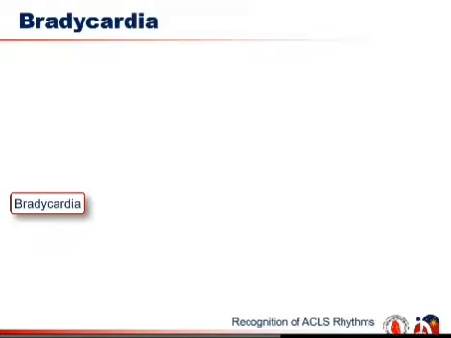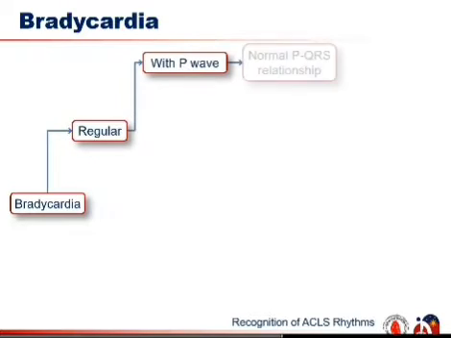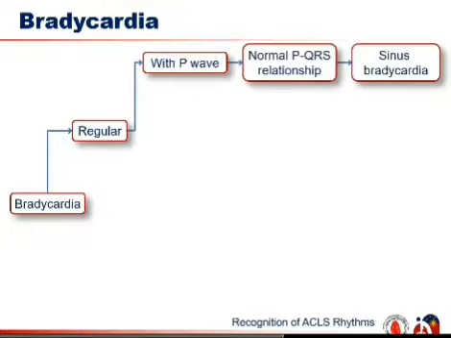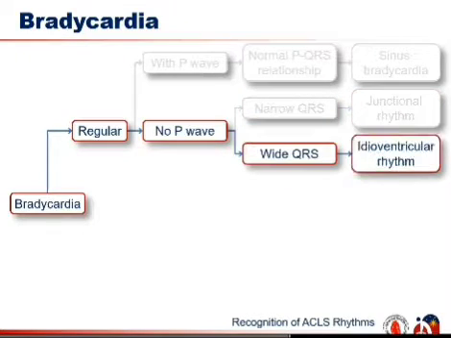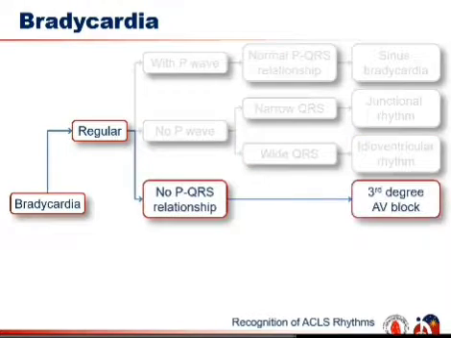A rhythm with a rate of less than 60 beats per minute is considered slow. A slow and regular rhythm with a normal PQRST sequence is called sinus bradycardia. Slow and regular rhythms with absent or abnormal looking P waves and with narrow QRS complexes is called junctional rhythm. In contrast with junctional rhythm, a slow rhythm with no P waves but with wide QRS complexes is called idioventricular rhythm. Slow regular complexes but with no definite PQRST sequence is a third-degree AV block or complete heart block.